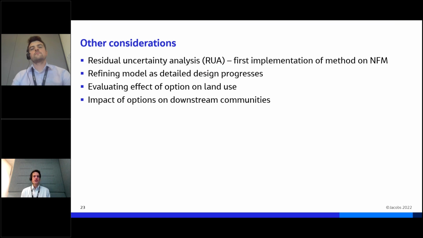Just to say a few other things we considered in the modelling were residual uncertainty, which we've talked about in previous webinars. We've refined the model as scheme design has progressed. It's been essential for evaluating the land use changes, which David will talk about, and also for informing impacts to downstream communities. David, back to you.